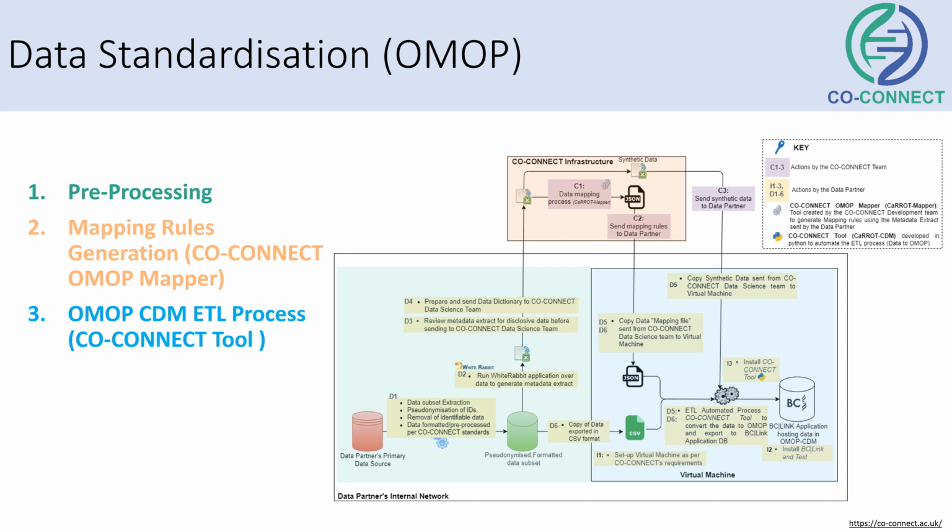This diagram gives an overview of the process involved at the data partner's end and the CoConnect team to successfully convert the data into OMOP CDM by ensuring that the data is not accessed or manipulated by anyone except the data partner. More details on this diagram can be found in the technical onboarding pack. This document provides detailed information of each step labeled on the diagram. The document can be accessed via the link mentioned on the slide.